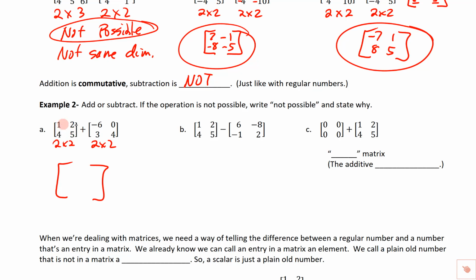So we're going to do 1 plus a negative 6. That's going to be a negative 5. 2 plus the 0, so that's going to be a 2.